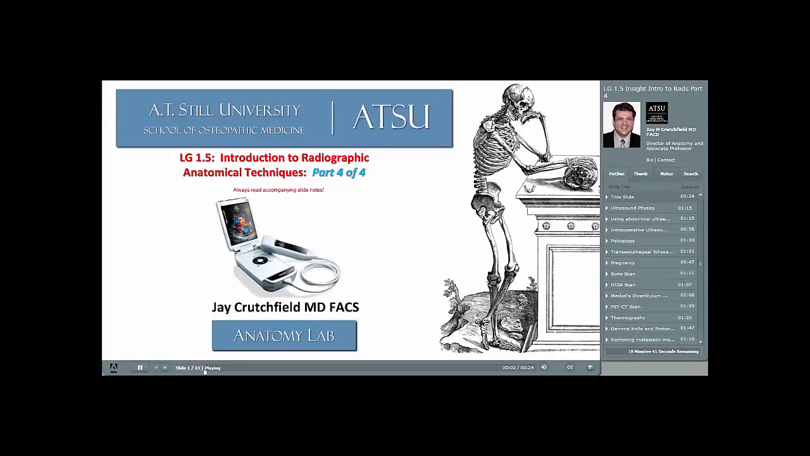In this last insight lecture, we're going to cover the remainder of the radiological testing techniques you should be familiar with as you continue to learn the language of radiology. The techniques which you have learned so far, while numerous, hopefully have been a little more digestible given over four parts instead of one large lecture. Let's continue.